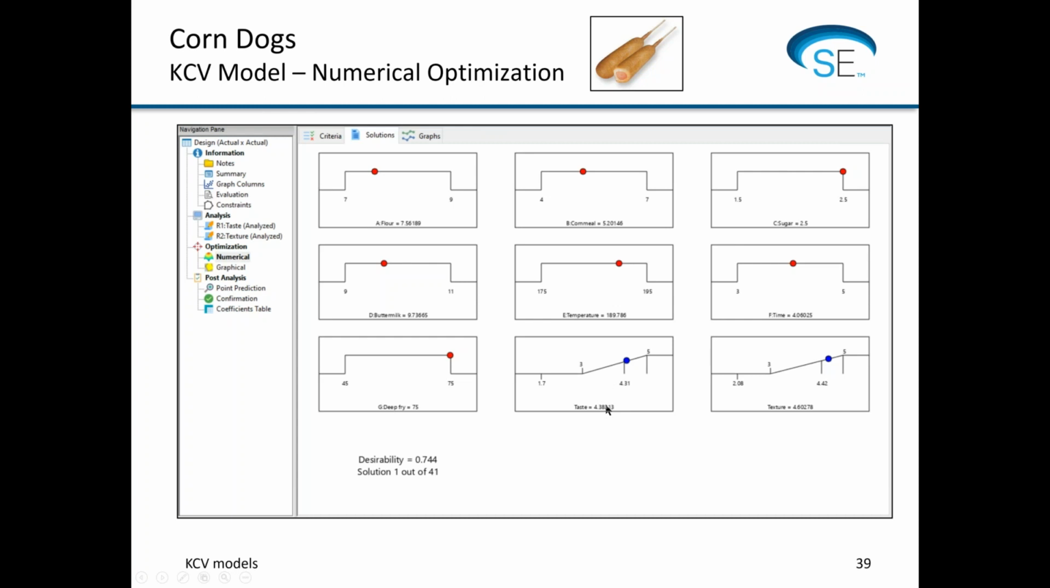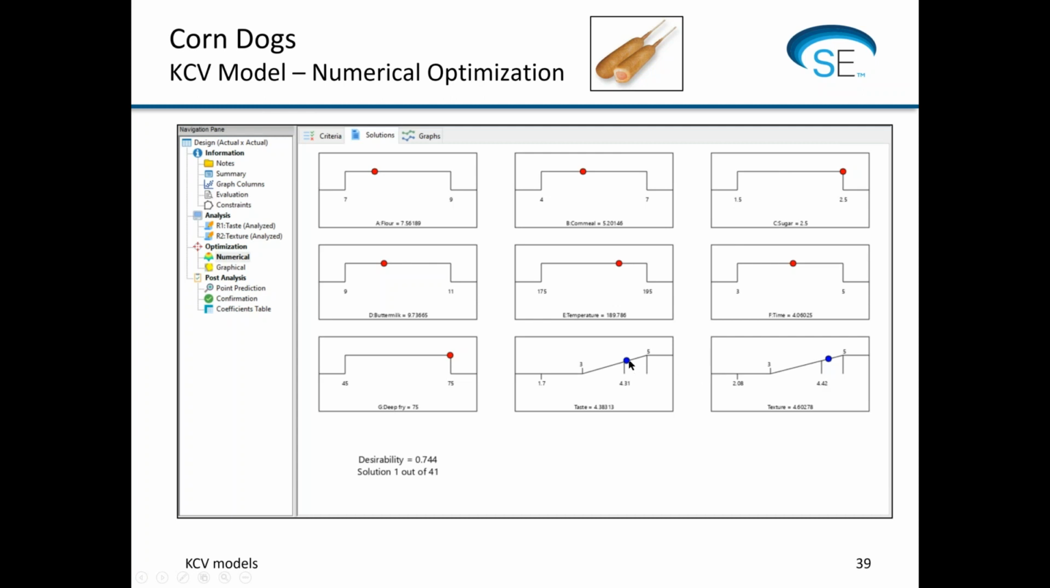And I'm trying to optimize both taste and texture. I'm giving them the same weight. The 1.7 and the 4.31 are the lowest tasting and the highest tasting individual result I observed in the DOE. And the same with the texture, the 2.08 and the 4.42.